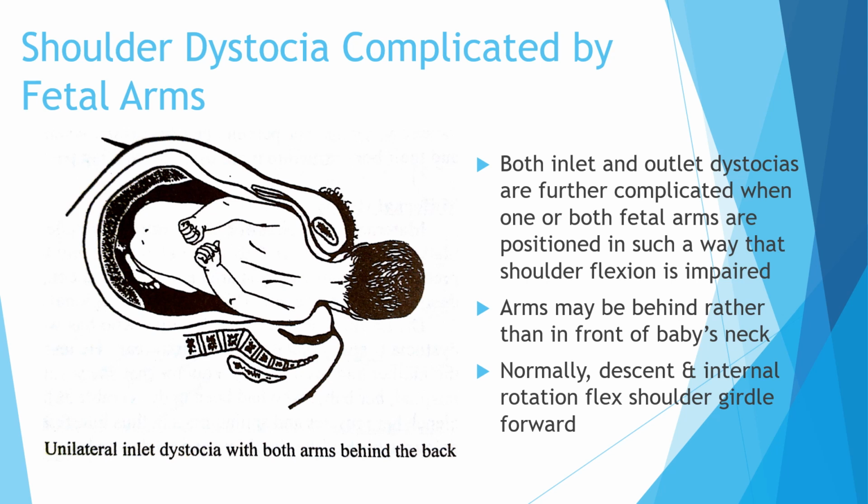This is by far one of the hardest ones because the hands are stuck behind the baby. It's almost impossible to go in and reach for the posterior arm and bring it out when the baby is in this position. Inlet and outlet dystocias are complicated when one or both of the arms are behind the baby's back versus towards its chest. With the normal descent and rotation, normally it's just a rotation of the shoulder girdle, so you should still be able to do the suprapubic pressure and rotate the baby. You just can't grab the shoulders or the arms with this type.